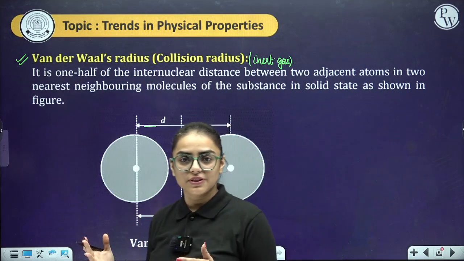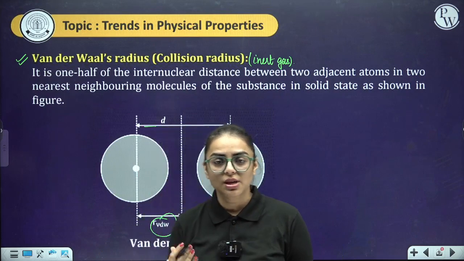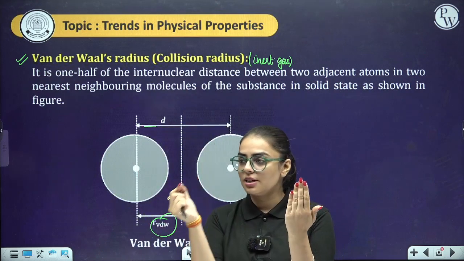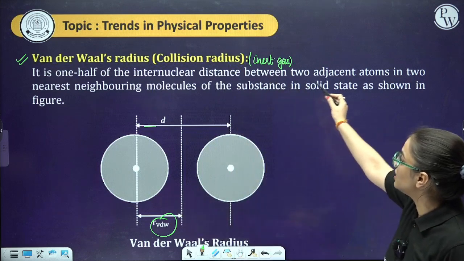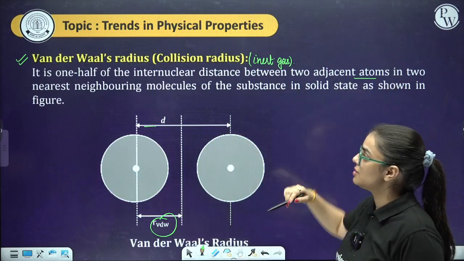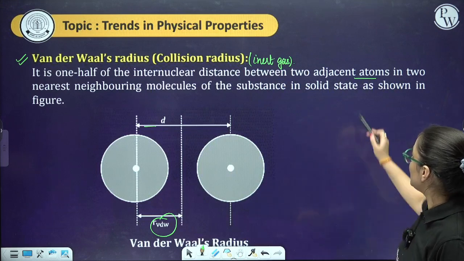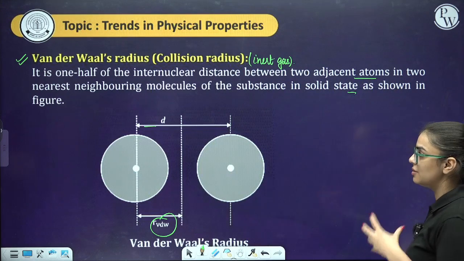These occur in the case of inert gases, in the case of molecules. So the distance from the first atom to the second atom divided by 2 is the van der Waals radii. It is 1/2 of the internuclear distance between two adjacent atoms in the nearest neighboring molecule of the substance in solid state, as is shown in your figure. This is van der Waals radii.